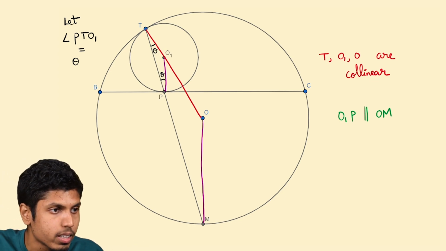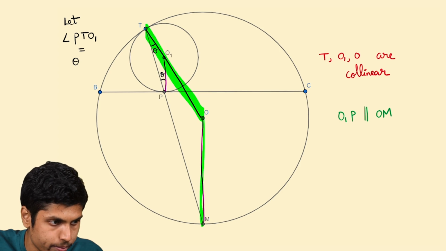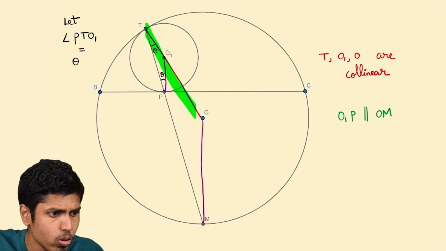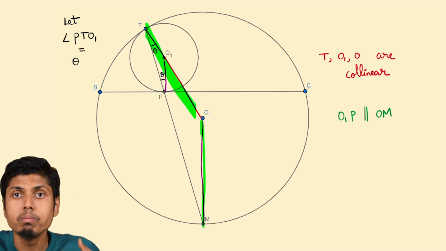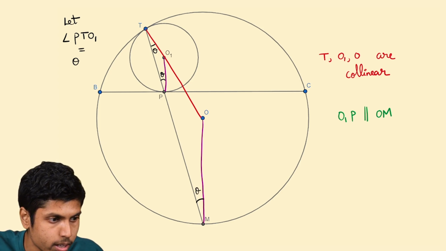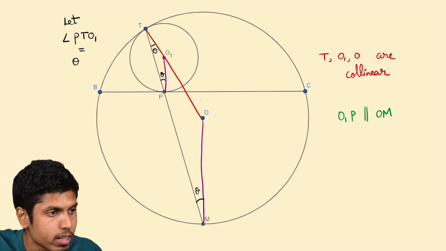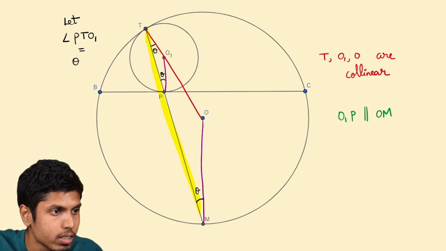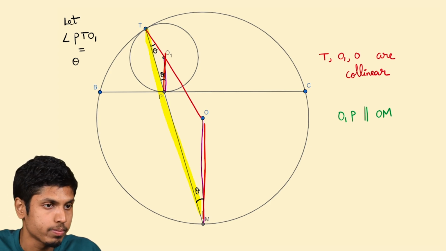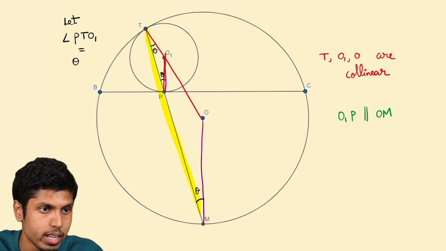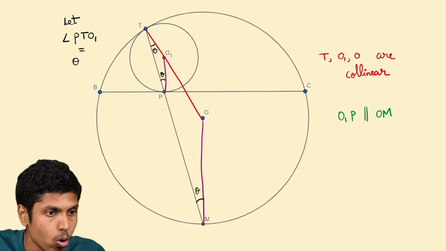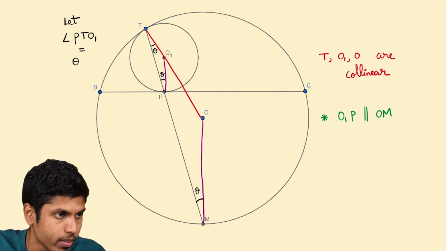Alright, consider the larger triangle TOM. It will also be isosceles, right? Because TO and MO are radii of the bigger circle. Thus, angle OMT will also be theta. Notice that the angles made by the transversal TM with the lines O1P and OM are equal, making them parallel. So it is just that corresponding angles are equal, which implies the lines are parallel. So thus we get O1P is parallel to OM. Great.